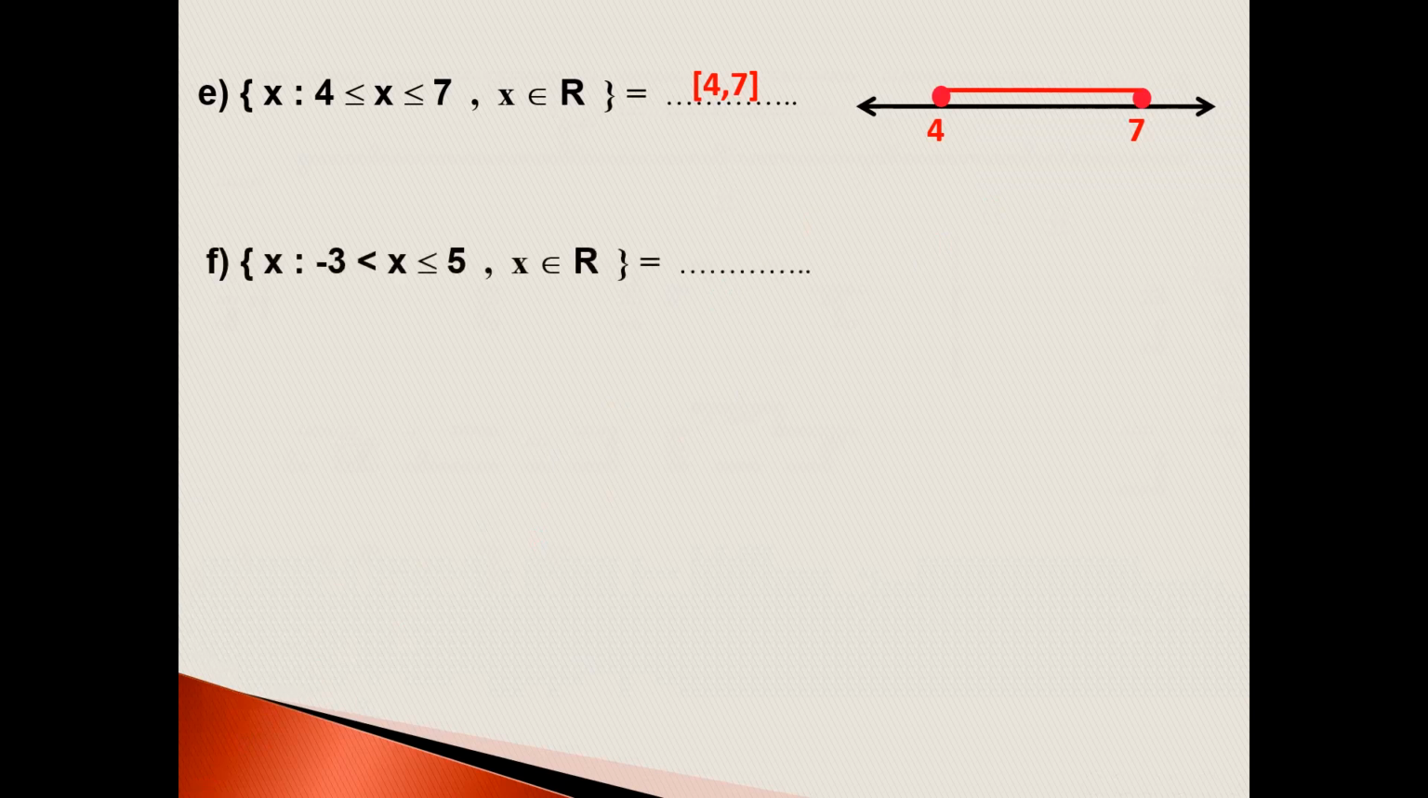Here I have x more than -3 and less than or equal to 5. So it means that -3 is not included and 5 is included. So I'll open -3 and close 5. I put it on the number line. I put a point on -3, a point on 5. I open -3, I close 5. So I join between them because I want the real numbers between them.